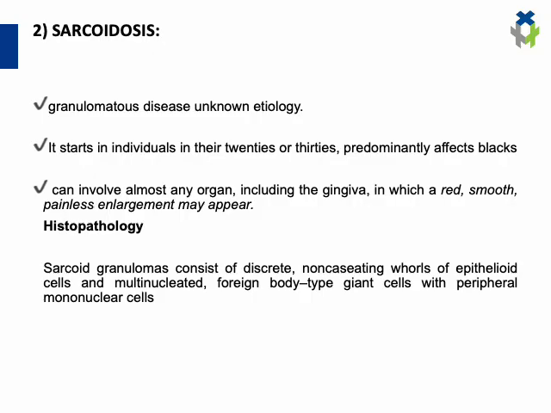Second one is sarcoidosis. Granulomatous disease of unknown etiology is sarcoidosis. It starts in individuals in their 20s or 30s, predominantly affects Black people, and can involve almost any organ, including the gingiva, in which red, smooth, painless enlargement may appear.